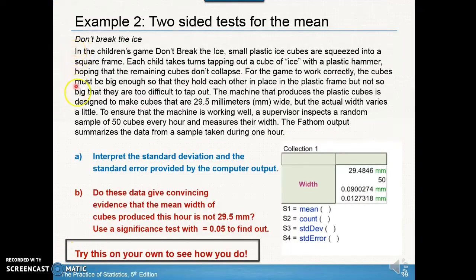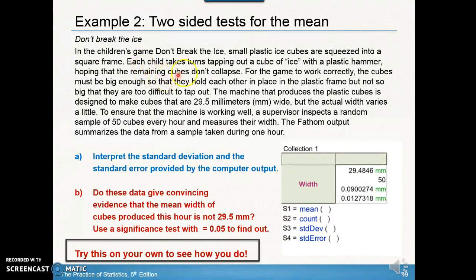All right, so hopefully you guys remember the game Don't Break the Ice, okay? Remember that game where it's small plastic ice cubes, squeezed into a red square frame. What we're going to do is take a look at this game and see if the width of the cubes is what they say it should be. Because think about it, whenever you have the Don't Break the Ice game, you have, I don't know, 15 cubes or whatever, but when you go to put them in, not every cube is exactly the same size.